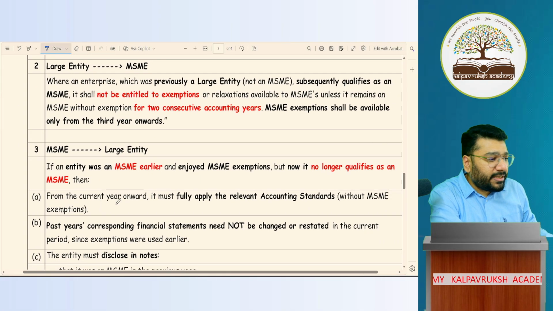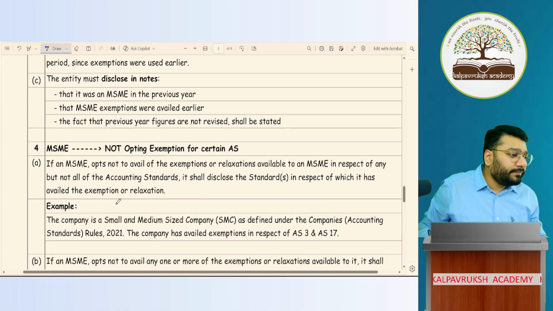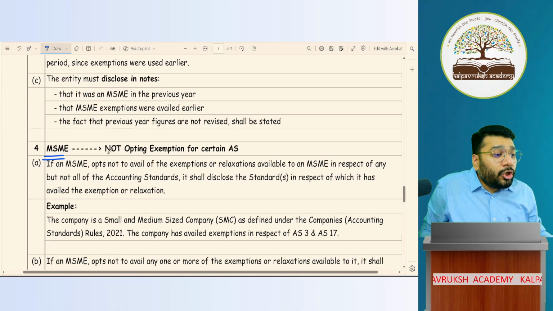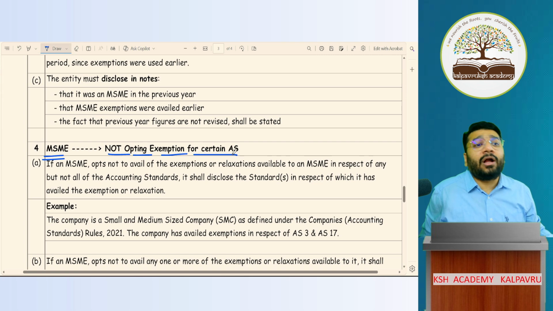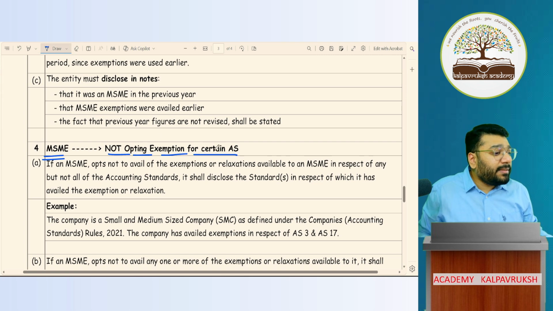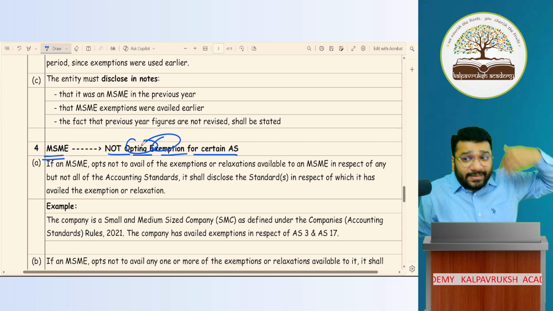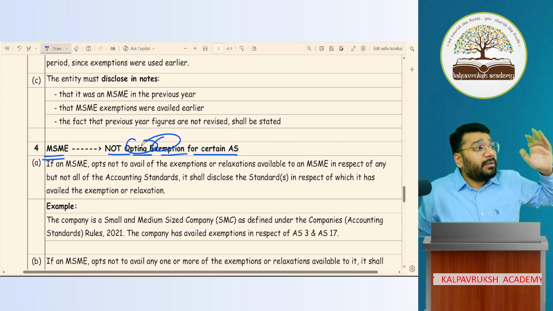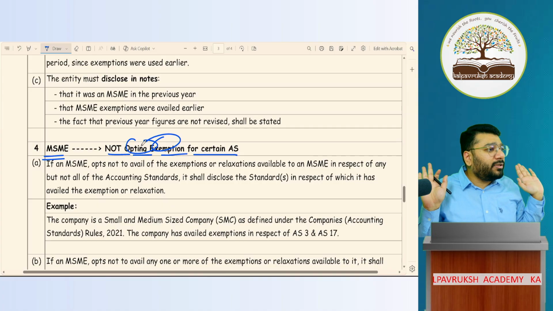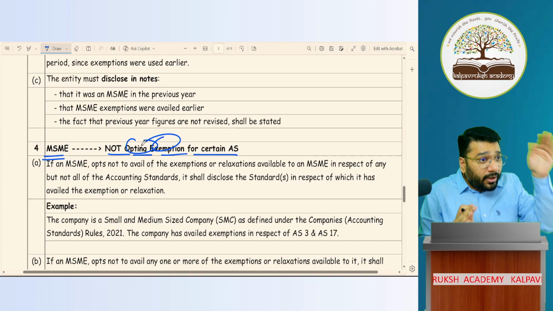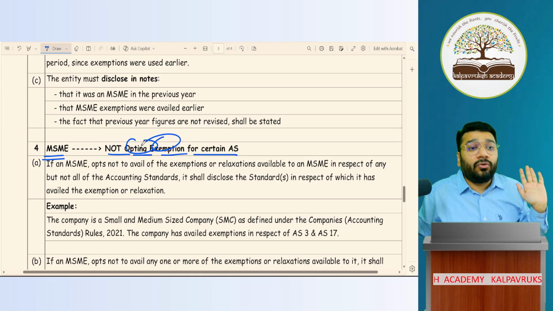Second and third, leave it. We have a practical question based on that. So I'm going to the fourth point. MSME not opting for exemption for certain accounting standards. ICAI is telling that you have exemption, but I am telling that no, I don't want exemption. I will follow all AS, or in that exempted AS, some AS I will follow.